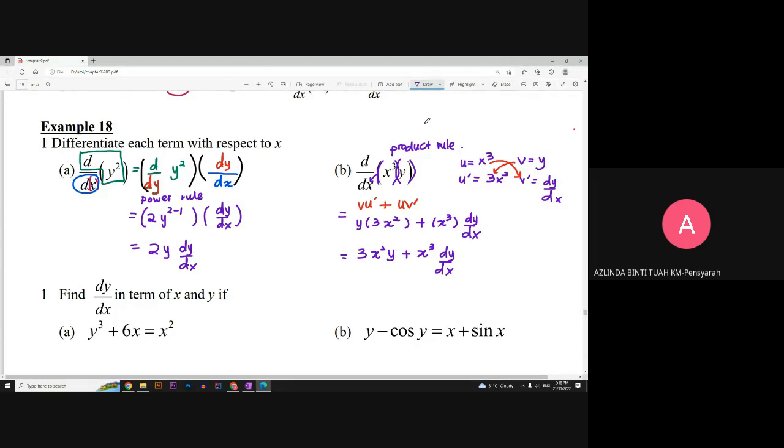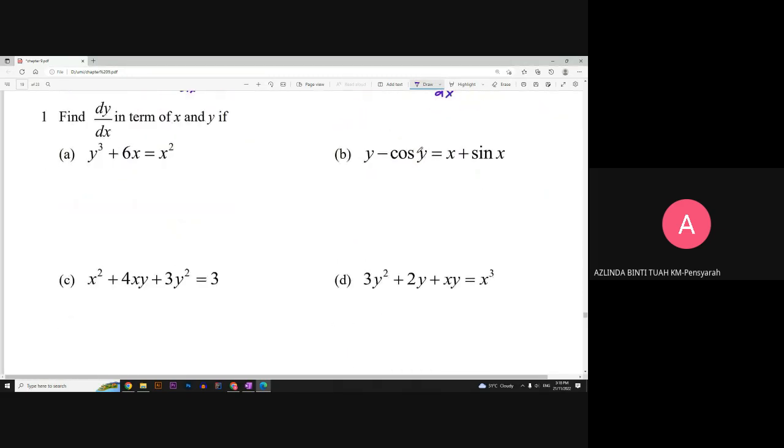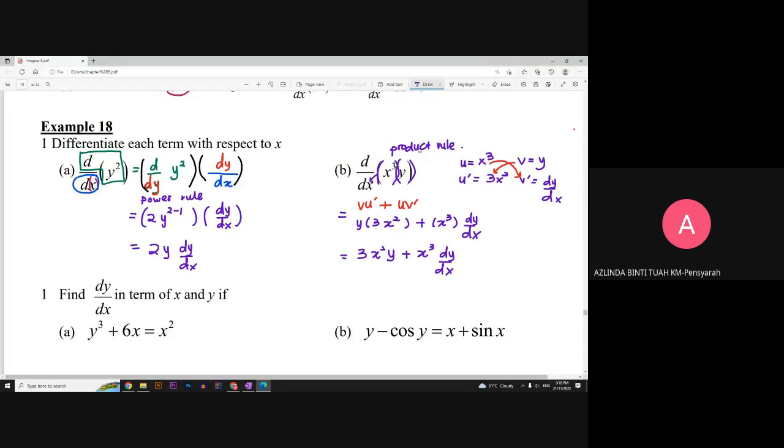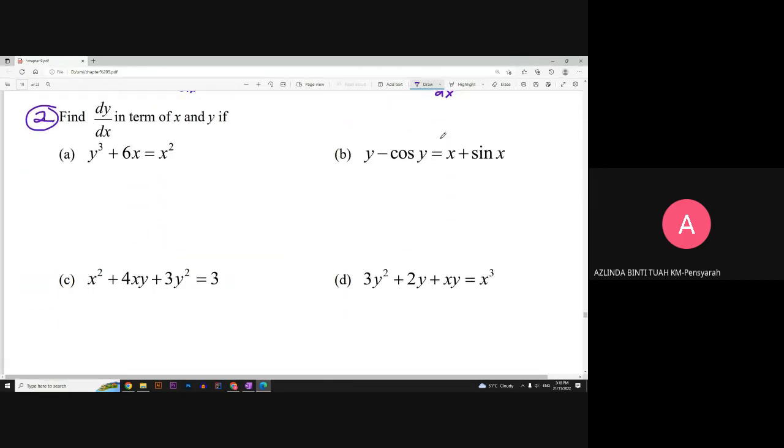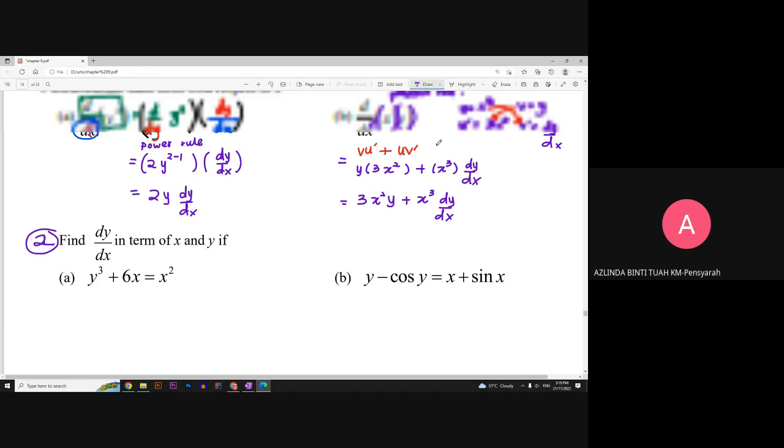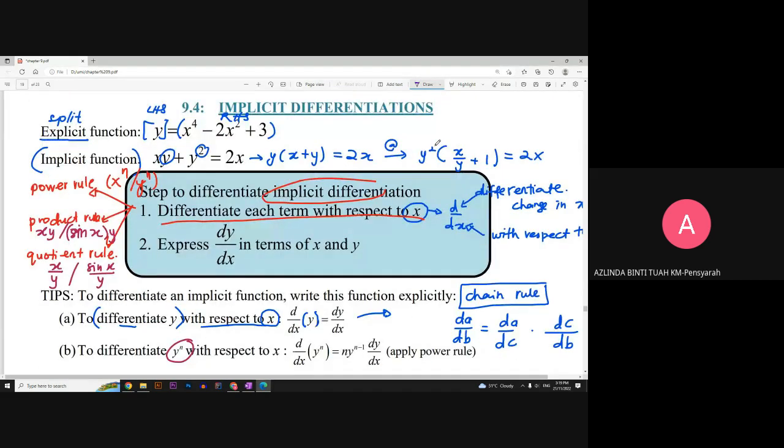So soalan exam dia akan keluar begini dalam soalan yang kedua. Ini contoh pertama di atas, ini contoh yang kedua. Dia akan bagi satu equation, and the question is find the dy per dx in terms of x and y. The steps to differentiate implicit: differentiate each term, then rearrange dy per dx in terms of x and y.